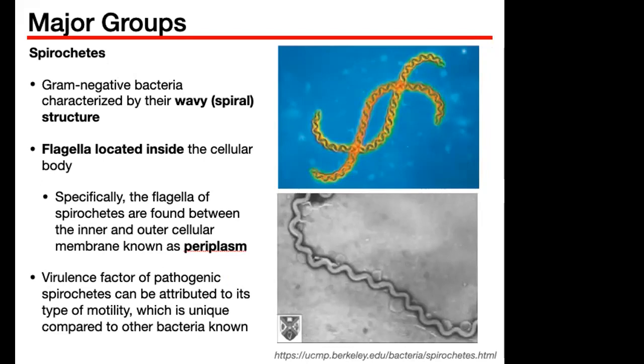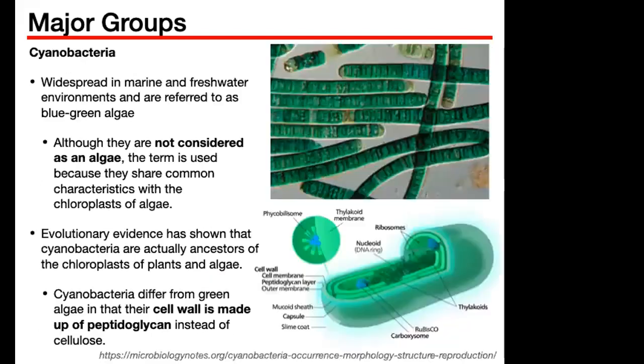And another example would be Leptospira, which of course causes leptospirosis. So these are some of the examples. So after our pathogenic bacteria, we also have bacteria that are capable of photosynthesis. So these are our cyanobacteria.